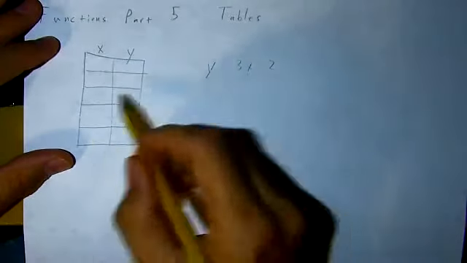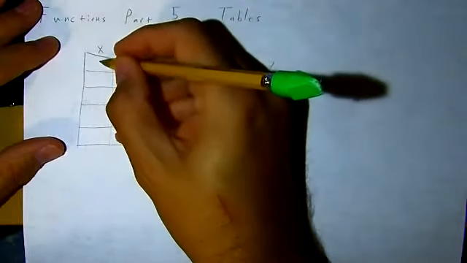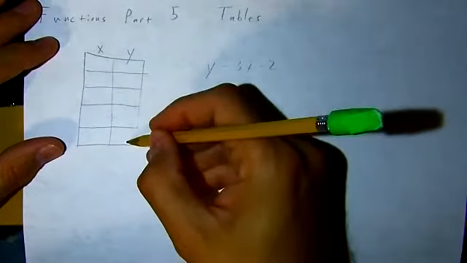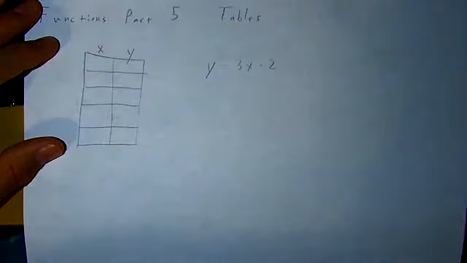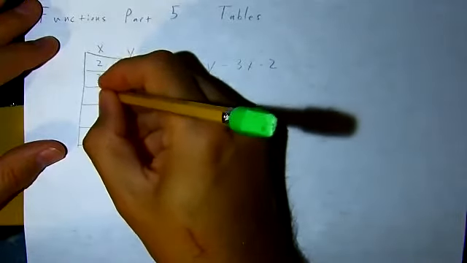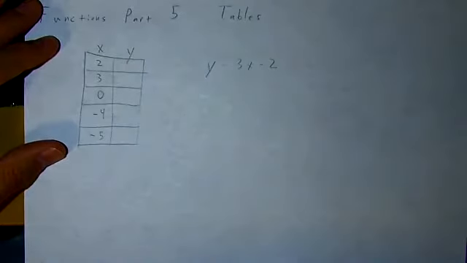Now they've got to give you some numbers in here. We're going to start with just numbers on the X row, but they could very well give you numbers on the Y row and have to solve for the X row. So let's say they give you those 5 numbers.